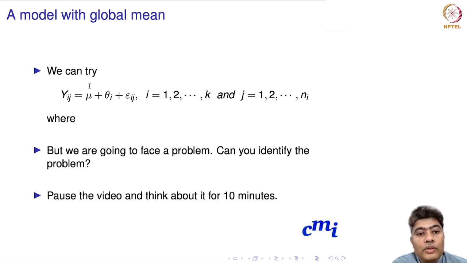One possible solution is you take y_ij equal to mu, a global mean, plus theta_i, the group means, plus some epsilon_ij, where i runs from 1 to k and j from 1 to n_i. This looks like a simple solution, but we are going to face a problem. Can you identify the problem? Again, I will request you to pause the video for a while and think, maybe for 10 minutes, about what problem you are going to face in this particular model.